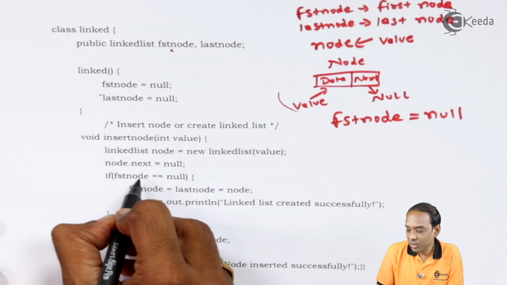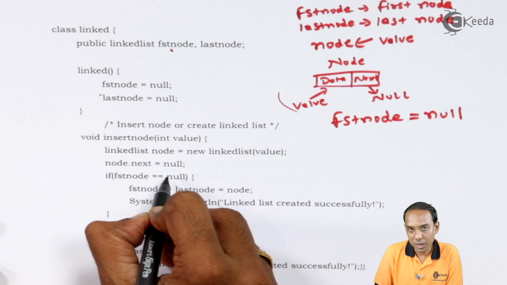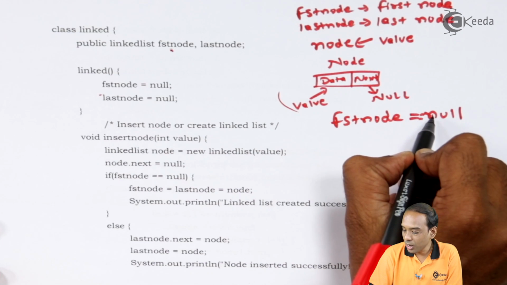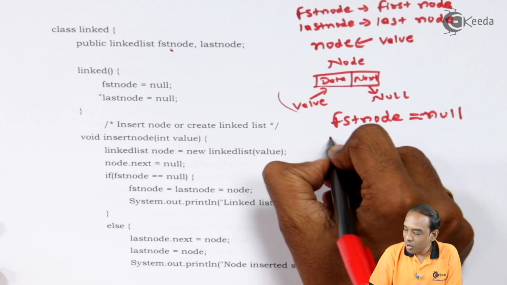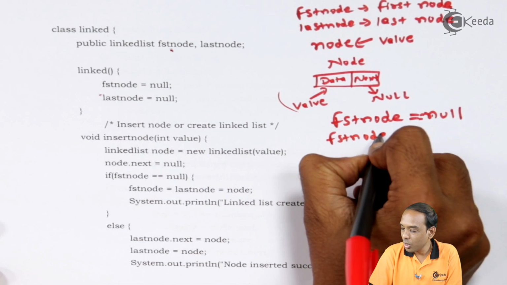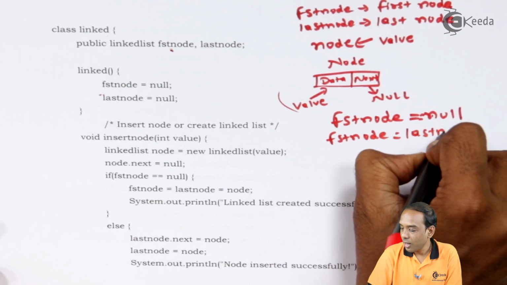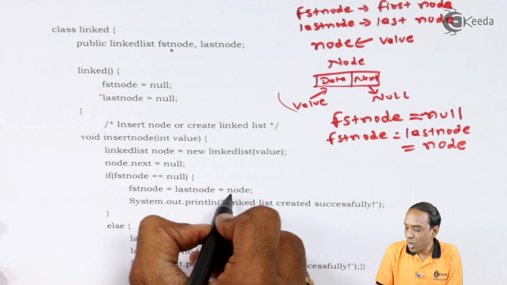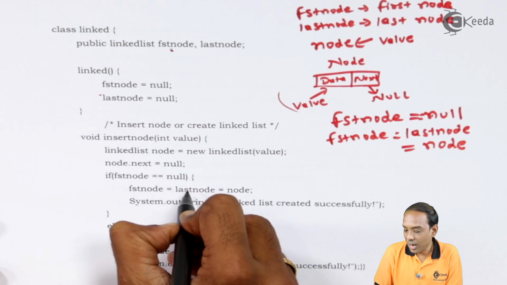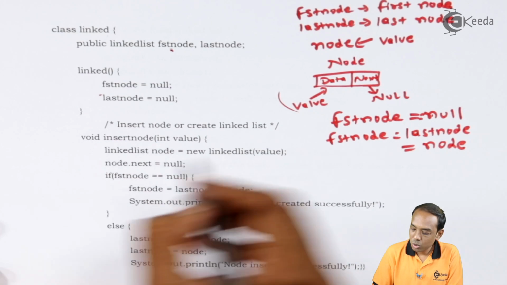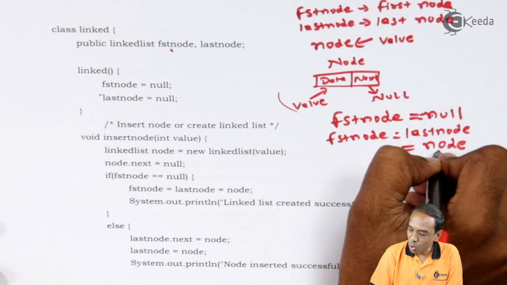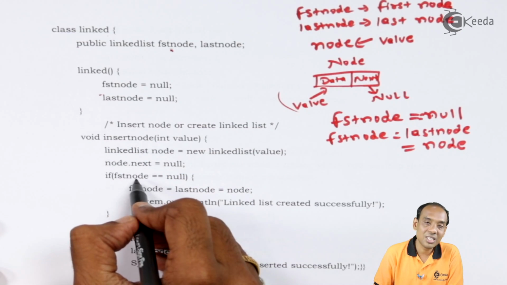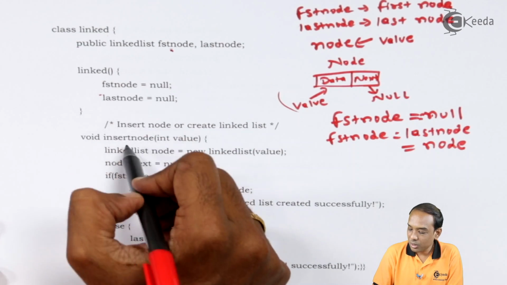If first node is equal to none, so I start comparing if it is equal to none. Okay, if it is equal to none, in that case what do I do? First node will be equal to the last node, and is equal to node. So the value of node and the first node and last node are kept similar. So the first node will be having the node value and it will be the null value.